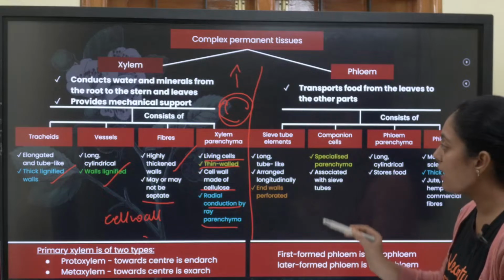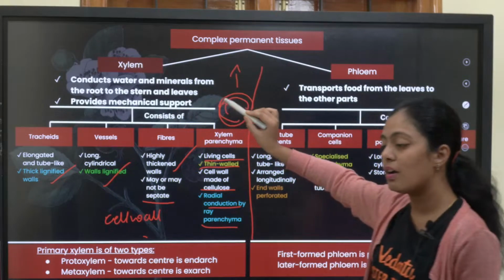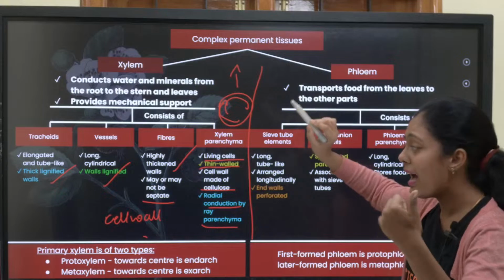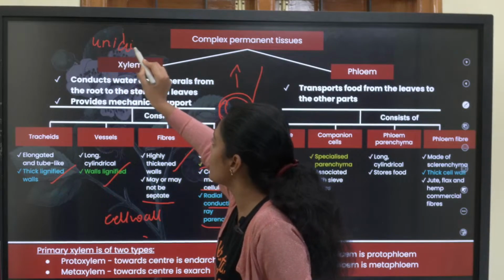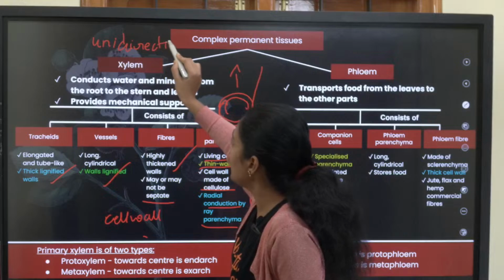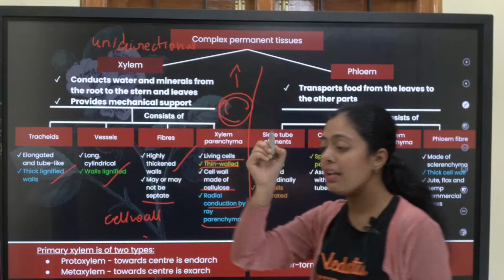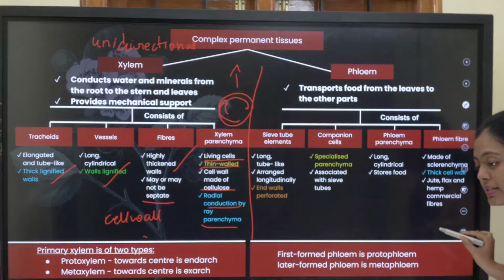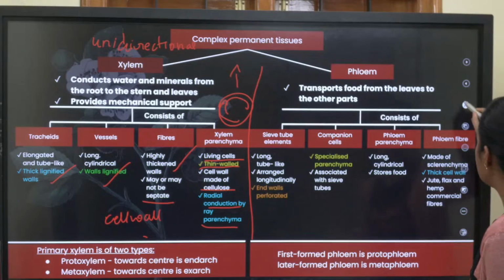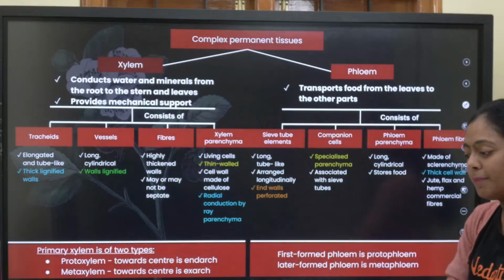Okay, what is the function of xylem? It helps in the transport of water and minerals. As Janice said, it helps in unidirectional transport. Water always goes from bottom to top, it never comes down from the top. Okay, the same way now we are going to discuss phloem. Is everything about xylem clear?